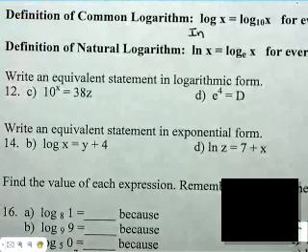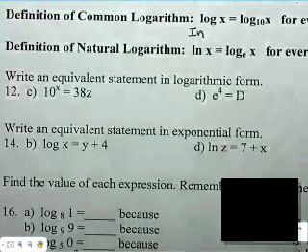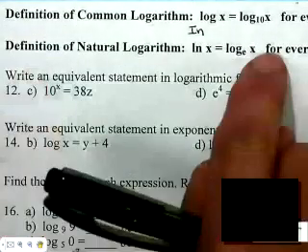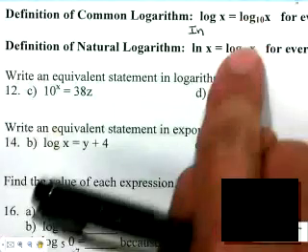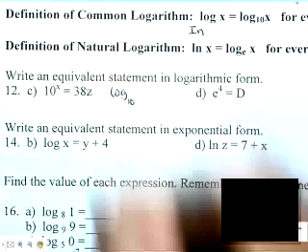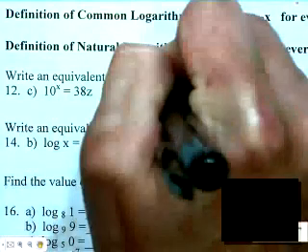All right, number 12, write these in logarithmic form. If I didn't know these two abbreviations, these two special base logarithms, in the C part of number 10, I would say log base 10 of 38z equals x.